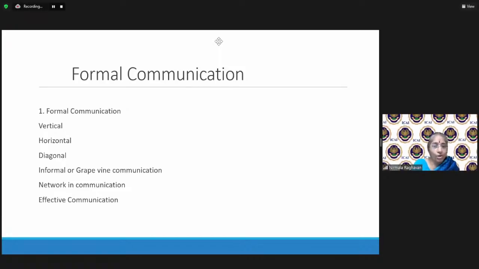The moment you join an office, the first thing you need to notice is how communication happens. Whether everybody sits across the table and discusses matters, or is there a hierarchy? What is a hierarchy? The CEO is the first person, then comes maybe the managing director, then the managers, then the officers, and then the class 4 people. That is hierarchy, the ranking in a company.